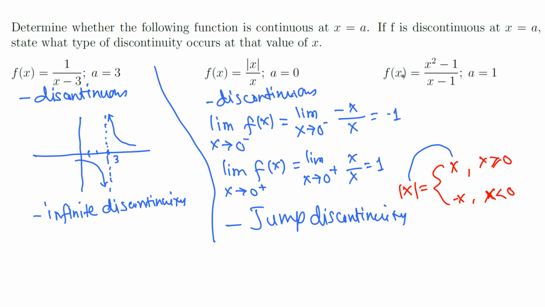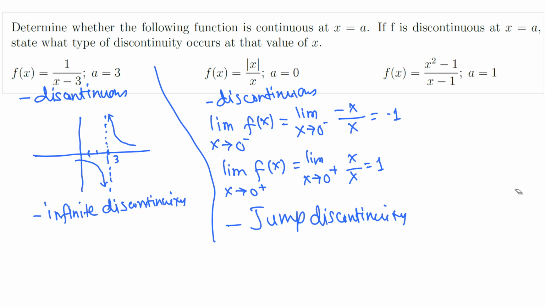And finally, this third question. Like 1 and 2, when we plug in the x value, a equals 1 here, 1 minus 1 is 0, so we are dividing by 0. That means this is discontinuous at 1. Okay, looks like the top factors.